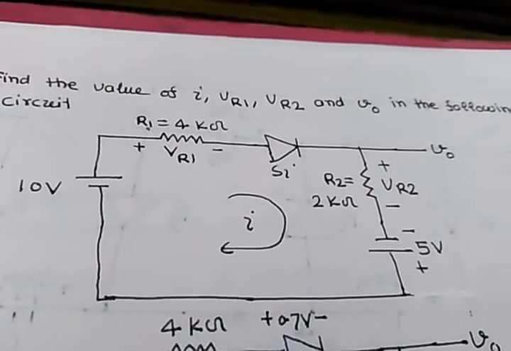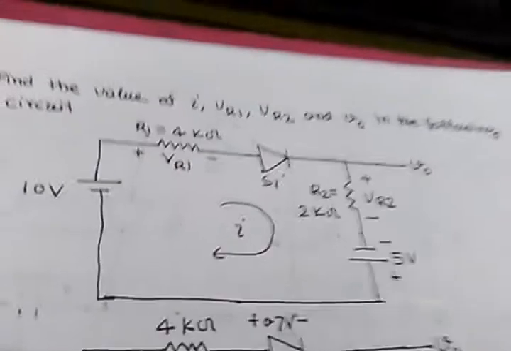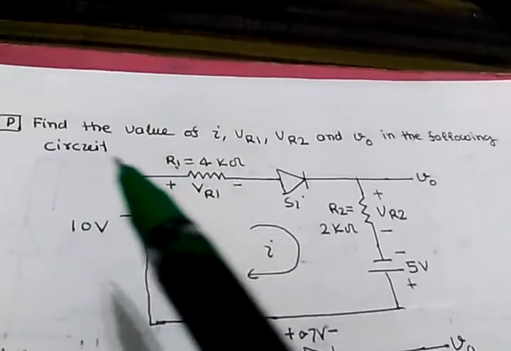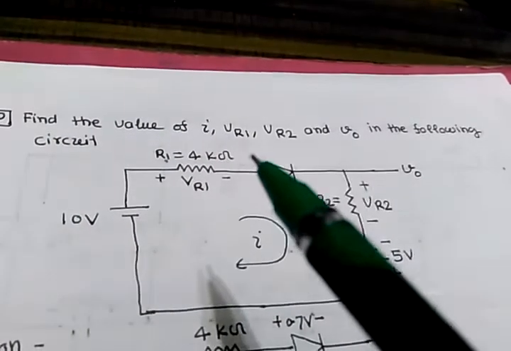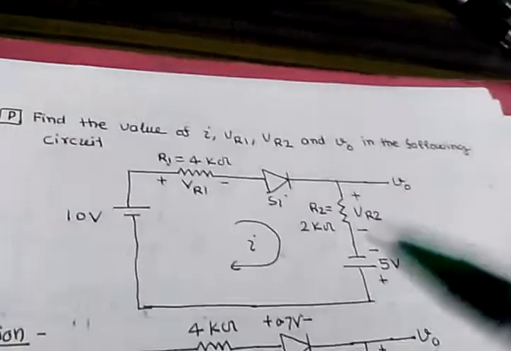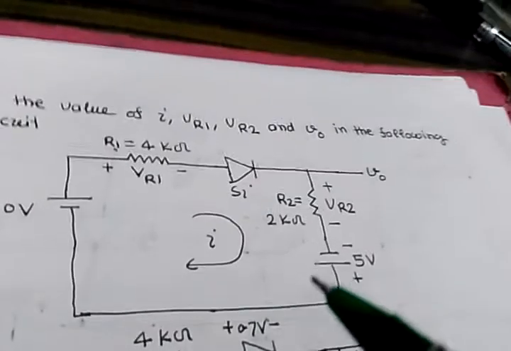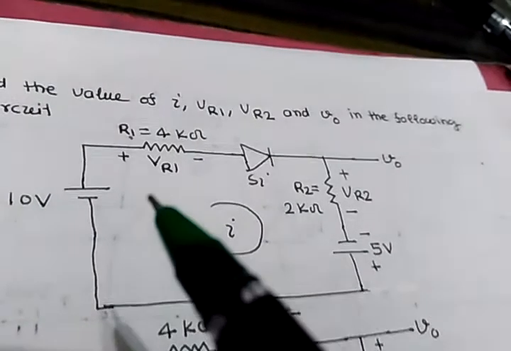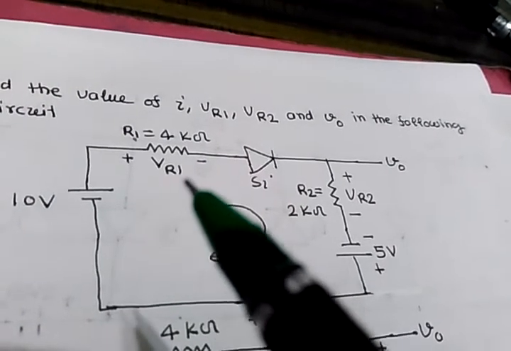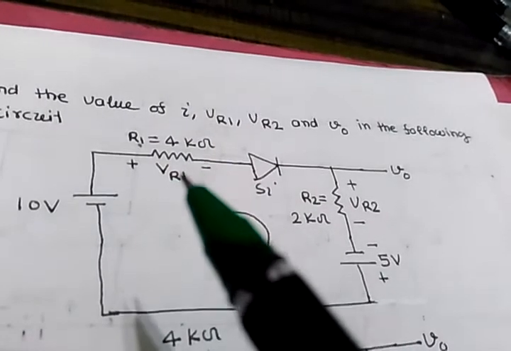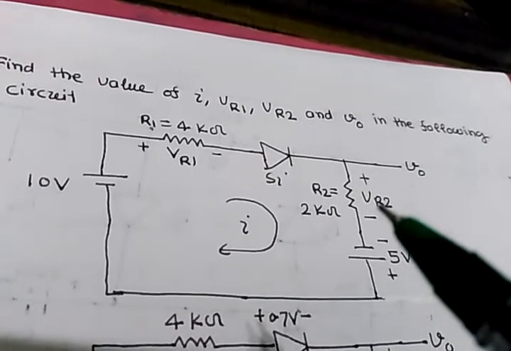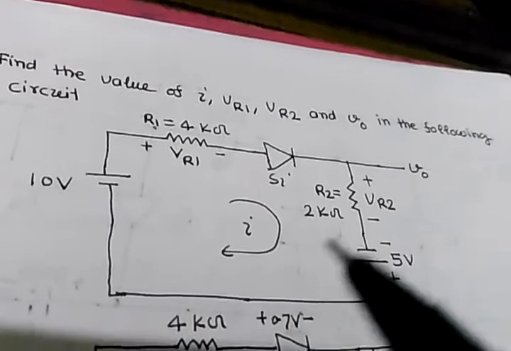Now we will solve the next problem. In this problem, we have to find the values of I, VR1, VR2 and VO. This is the circuit diagram. We have to calculate I, which is the circuit current, VR1, the voltage across the 4 kilo ohm resistance, VR2, the voltage across the 2 kilo ohm resistor, and VO.